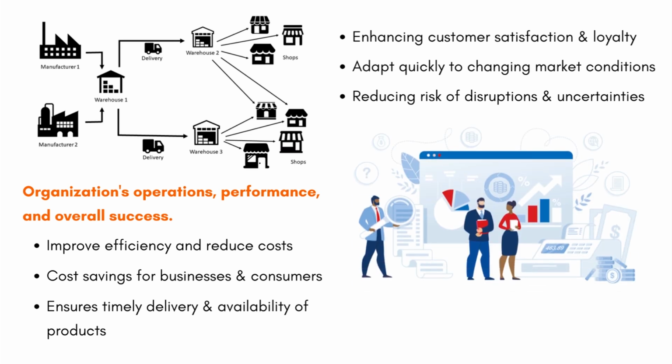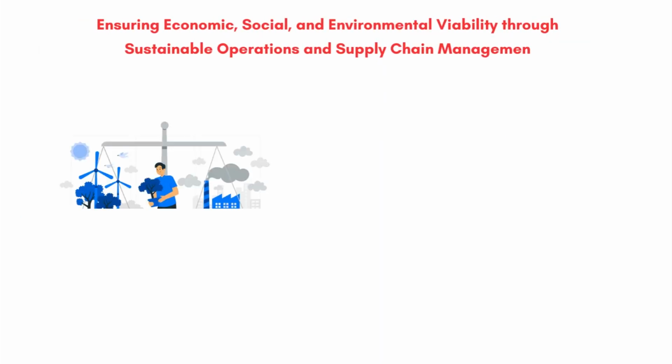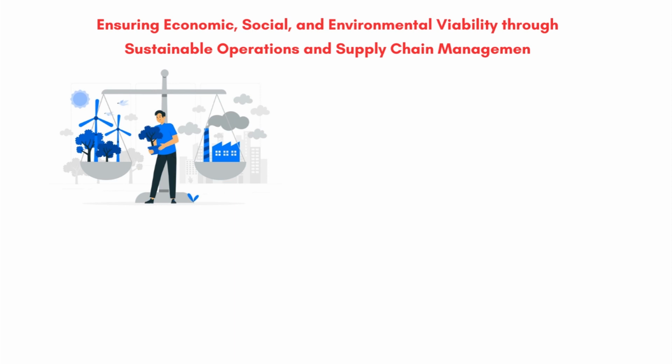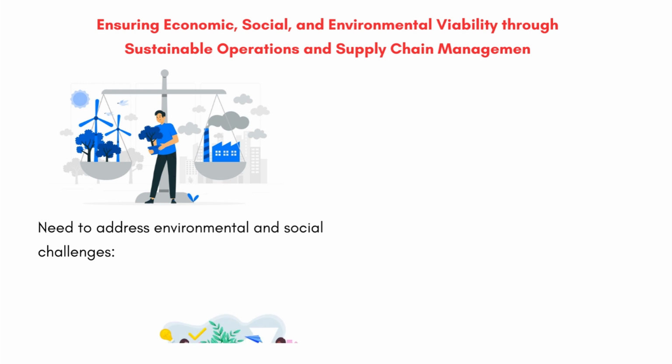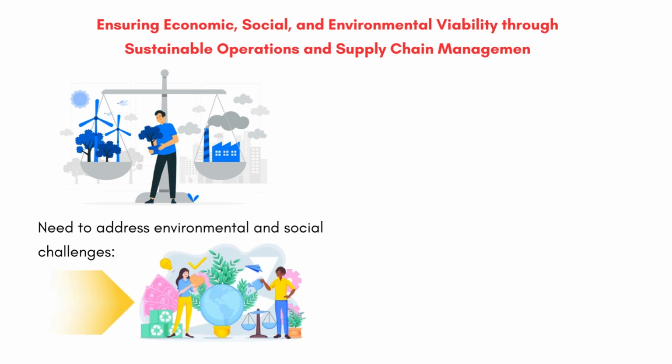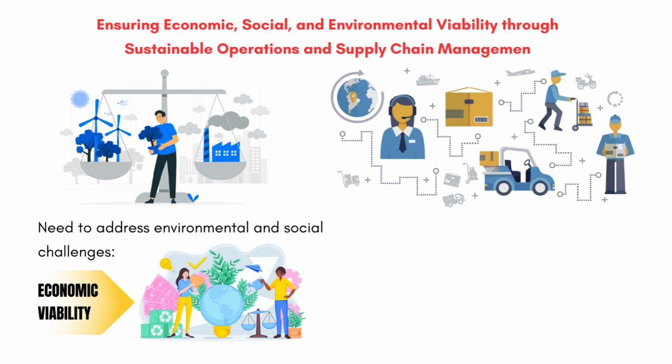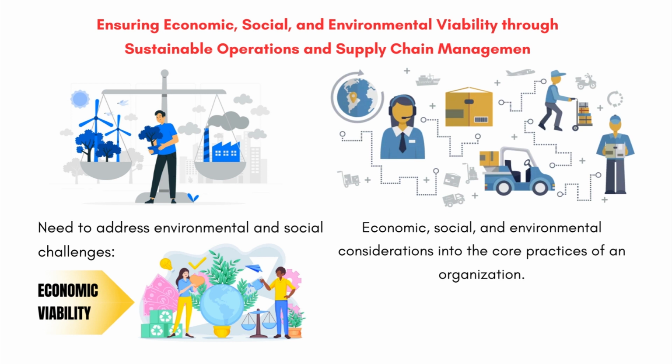SCM fosters collaboration among supply chain partners, leading to better coordination, communication, and decision-making, ensuring economic, social, and environmental viability through sustainable operations and supply chain management. The concept of sustainability has gained significant importance as businesses and societies recognize the urgent need to address environmental and social challenges while ensuring long-term economic viability. Sustainable operations and supply chain management encompass a holistic approach that integrates economic, social, and environmental considerations into the core practices of an organization. Sustainable operations and supply chain management begin with economic viability.